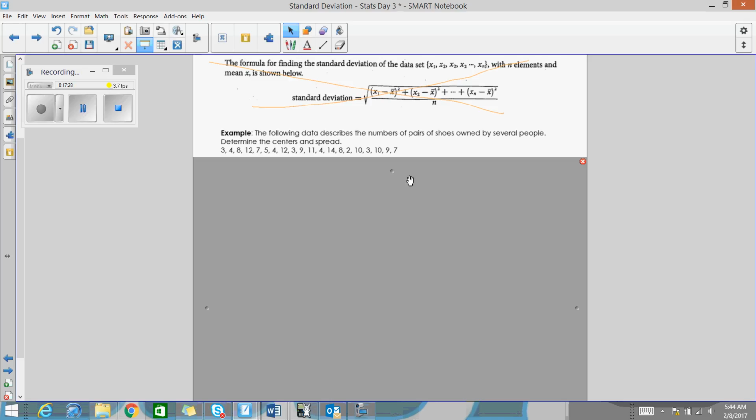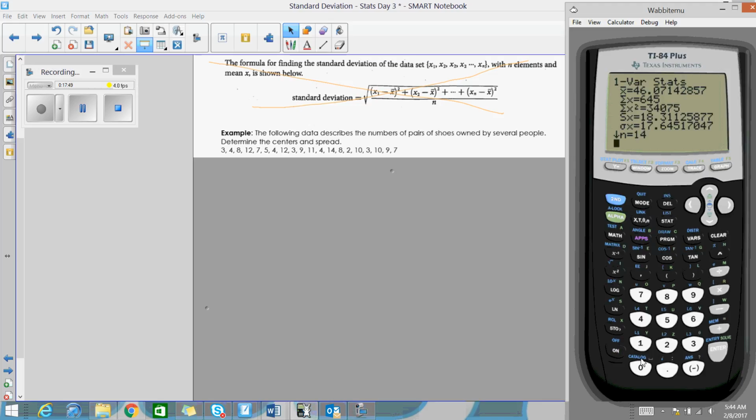Okay? So, in this first example, the following data describes the number of pairs of shoes owned by several people. Determine the centers and the spread. Centers are mean and median, spread is IQR and standard deviation. First, we take our calculator, and because we've already done some data and we got a new problem, we're going to hit second, plus, 7, 1, 2. And if you don't remember what I just said, pause, rewind the video a little bit, and listen again.